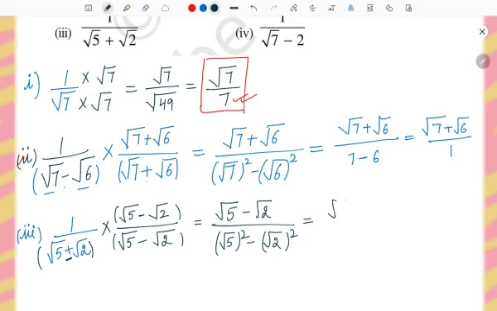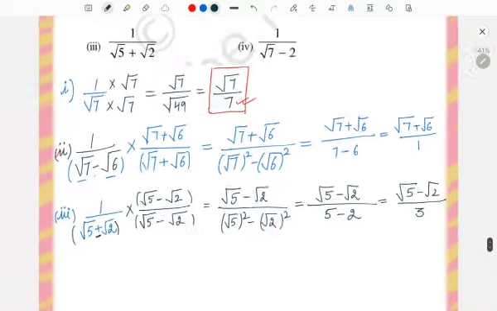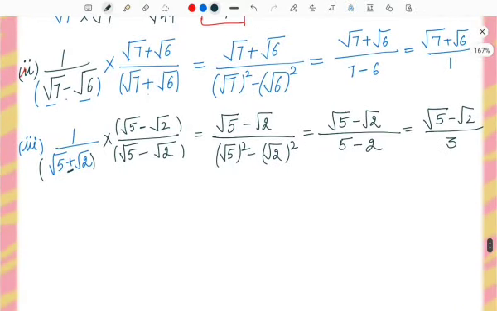So this becomes root 5 minus root 2. What is square of root 5? 5. Square of root 2 is 2. So this becomes root 5 minus root 2 upon 3. I hope it is clear till here. These questions are very easy. Once you understand how to rationalize, it would be very easy to solve these questions.